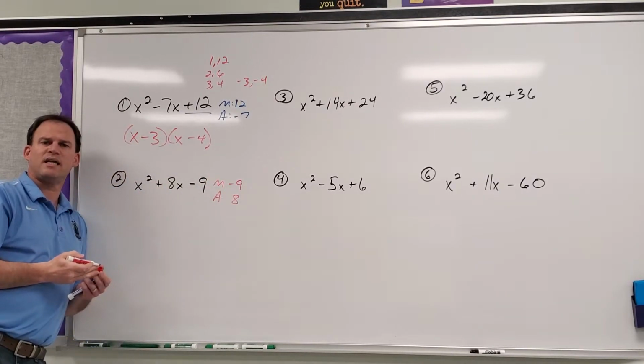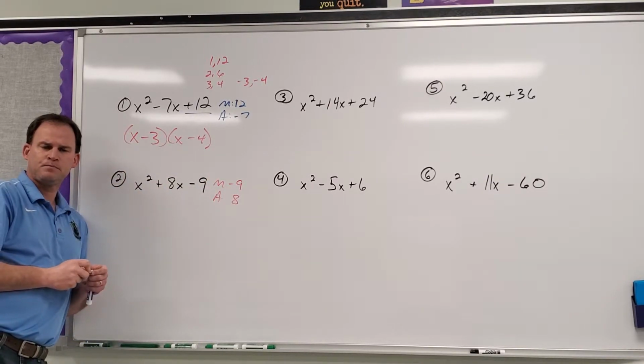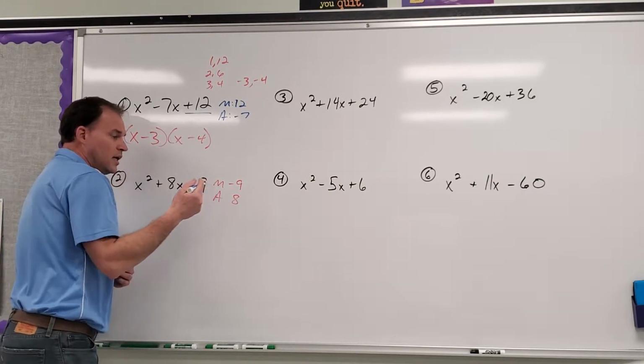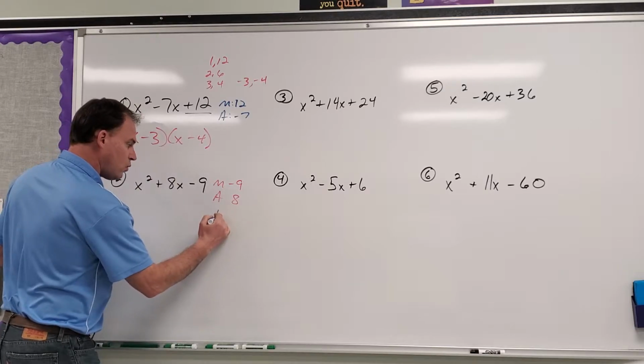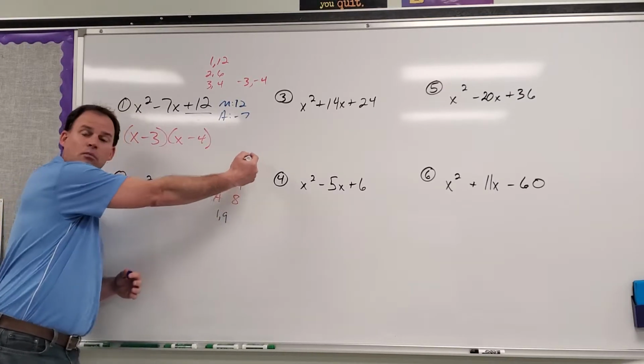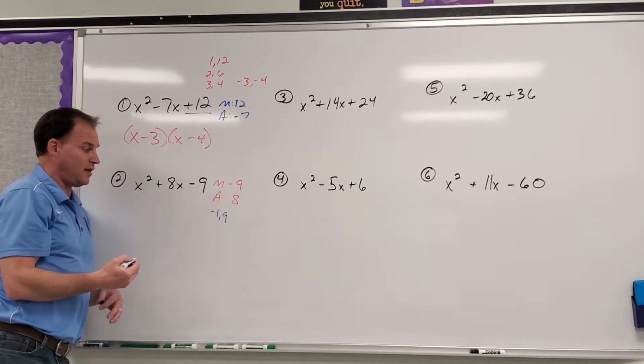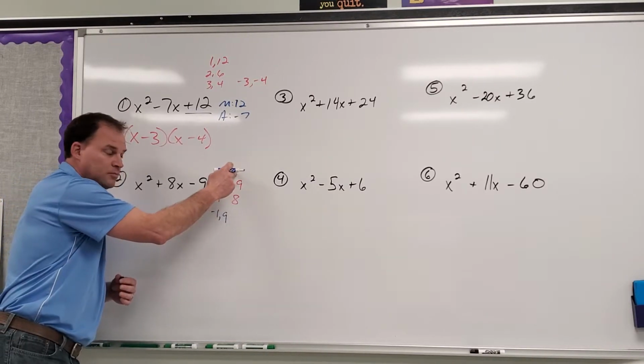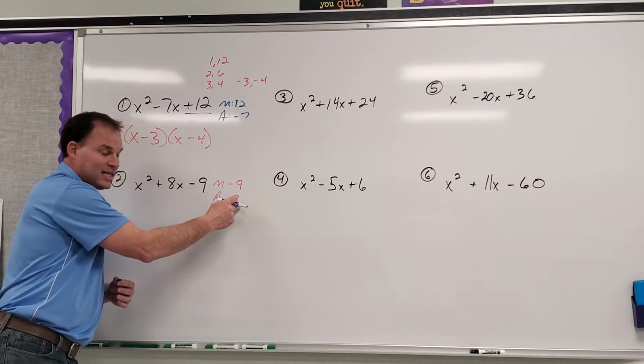Okay? So, what multiplies to -9 and adds to +8? Can you come up with anything? All right, so again, if you're stuck, make a list. 1 and 9. But 1 and 9 don't multiply to +9, and you want them to be negative. Well, there's my answer right there. -1, +9. Multiplies to -9, adds to +8.